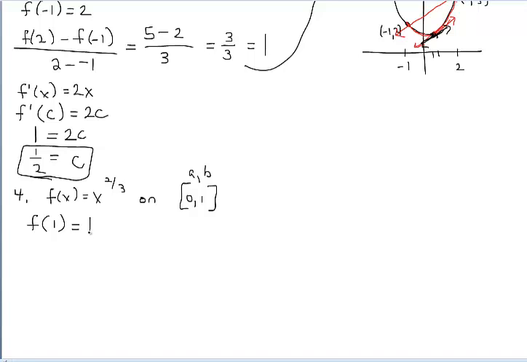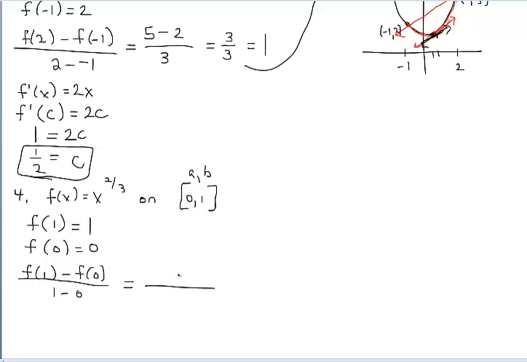1 to any power is 1. Plug in 0 to the function. 0 to any power, or 0 to 2/3, of course, is going to be 0. Alright, so let's find f of b minus f of a over b minus a. So what's f of 1 minus f of 0 over 1 minus 0?